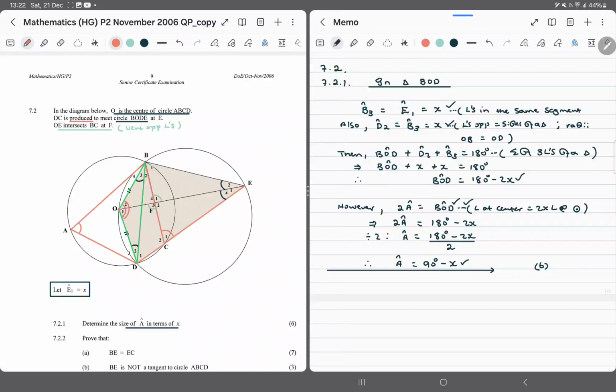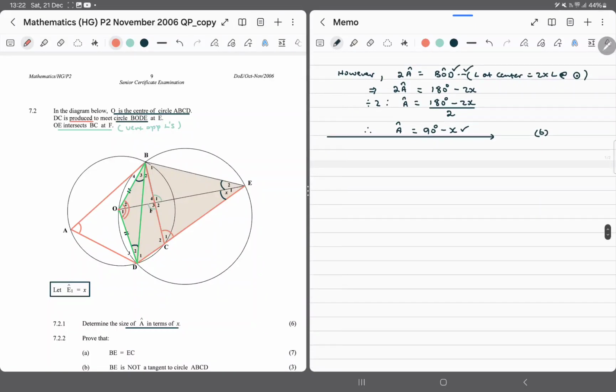As I said, don't just solve a problem and that's it. Solve it, enjoy the moment, then look back. How else could you have solved the same problem? As I said, we could go back, then use opposite angles of a cyclic quad and sort it out eventually. So that's good. Let's move on without wasting time.